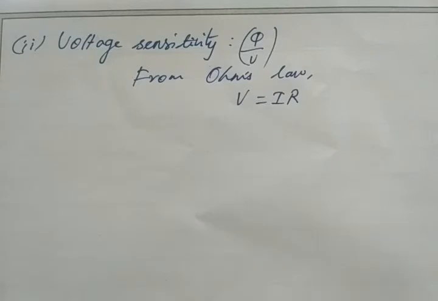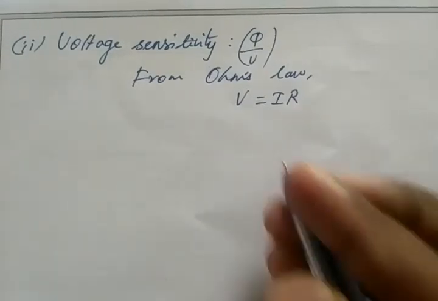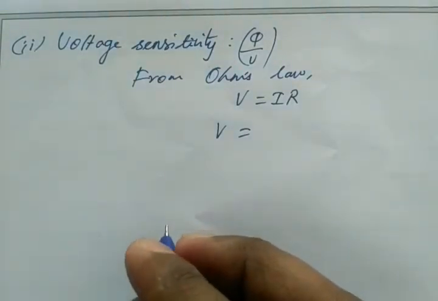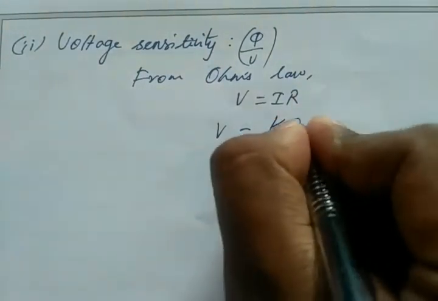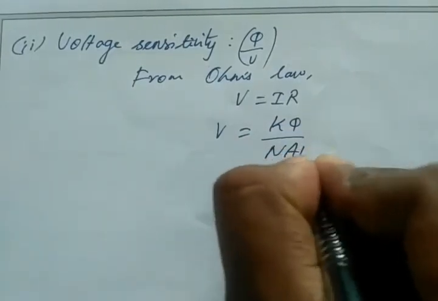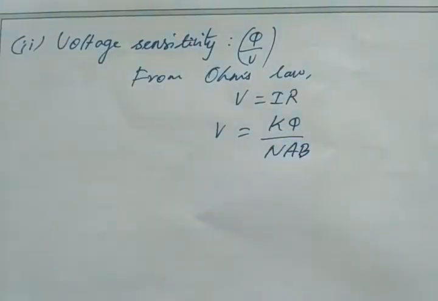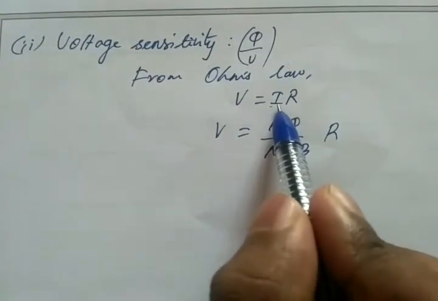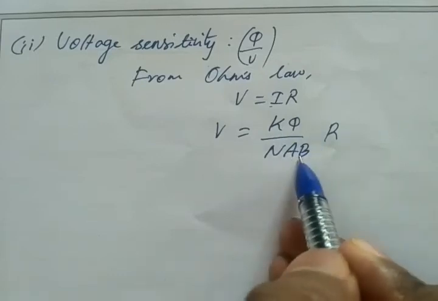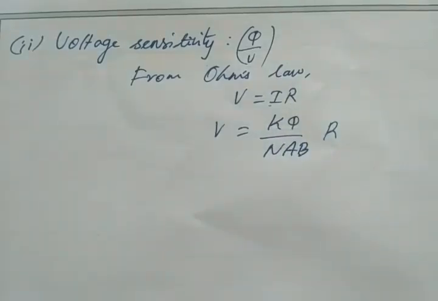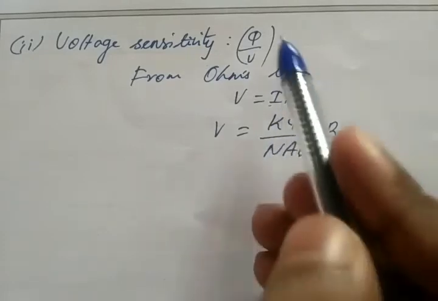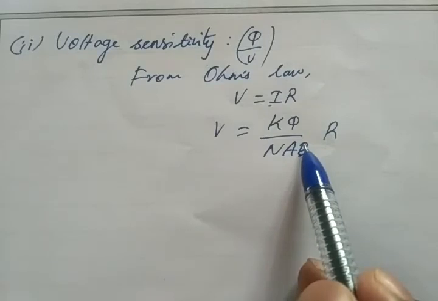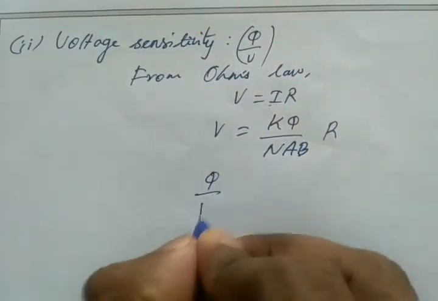What is I from that equation? See the previous equation. I equal to K phi divided by NAB, right? This is the equation of I which we used already. Then we have R. So instead of I, substitute that equation K phi by NAB into R. From this equation take the value of phi by V. Here we have phi. So take this V to the right side of the equation. We get phi by V.